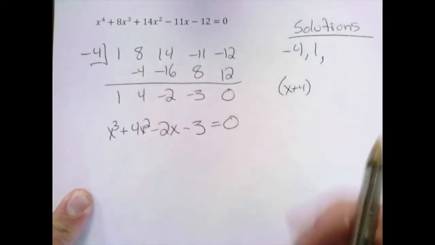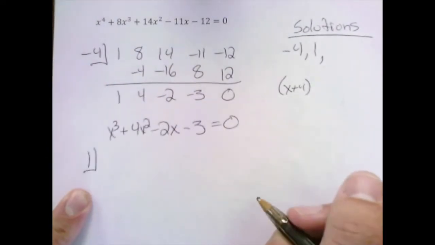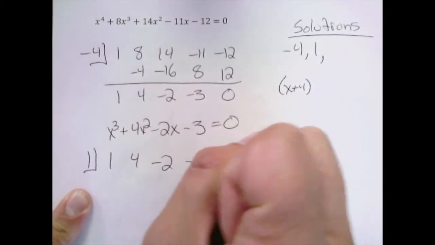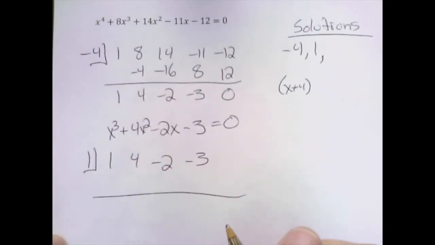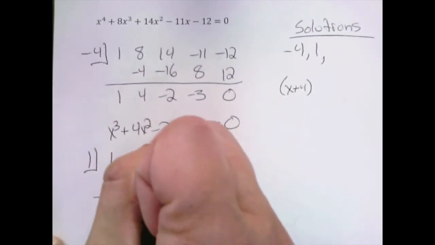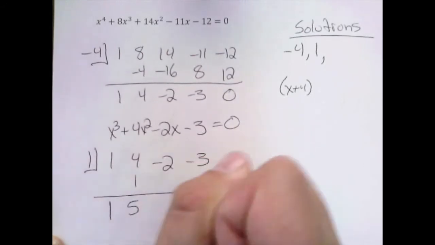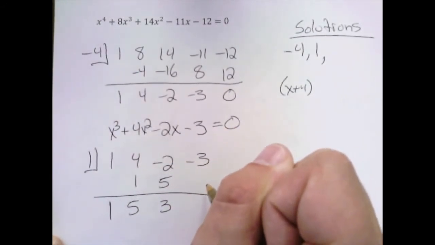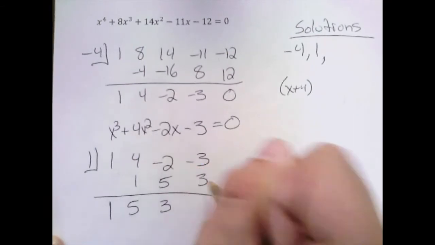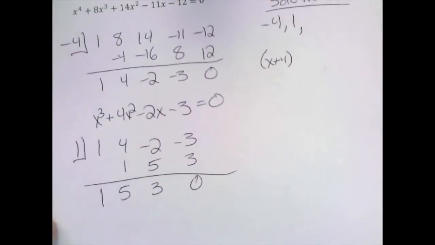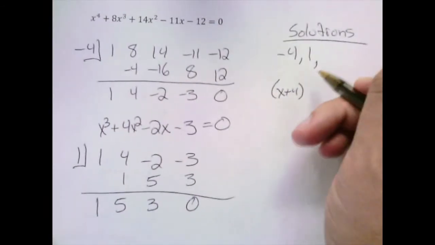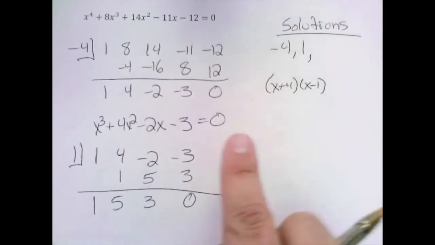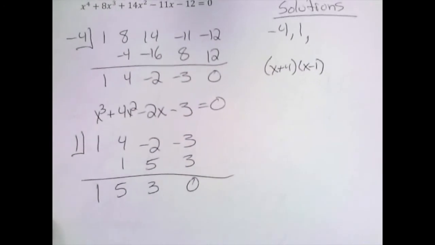Do synthetic division again, but this time start with a 1 in the box. So 1, 4, negative 2, negative 3. And here we go. Add down, multiply up, add down, multiply up, add down, multiply up, and we get a remainder of 0 again. So that tells you, hey, this 1, or x minus 1, is also a factor there because we got a remainder of 0.